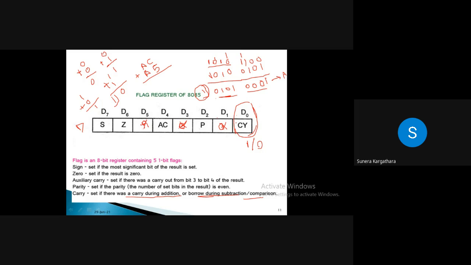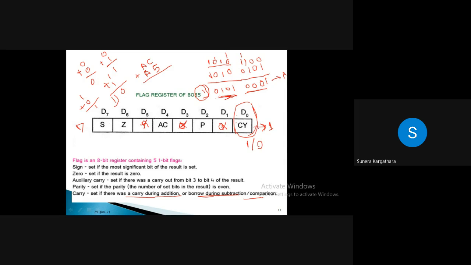So where will that carry be reflected? That will always be reflected here in the carry bit. If the D0 bit of your flag register is 1, that means that whenever I am performing an arithmetic operation, the result includes a carry. Obviously in the accumulator I cannot observe that carry. But in the flag register, I'll check my D0 bit, and if it is 1, that means my result is having a carry.